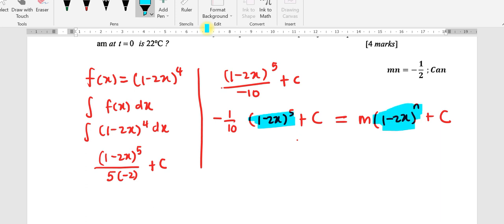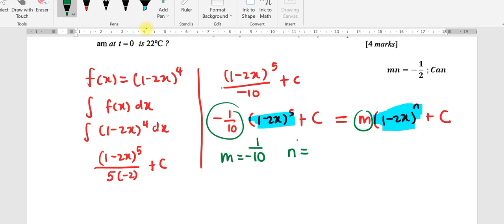So your m is at the front, right? Your m is equal to negative 1 over 10, and your n is power 5. So mn is negative 1 over 10 times 5, which is equal to negative 1 over 2. Okay? Right. So you get the answer.